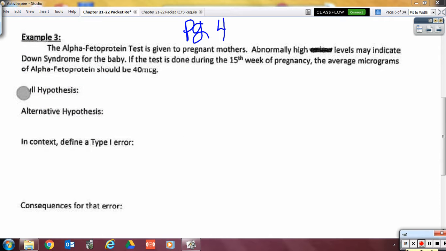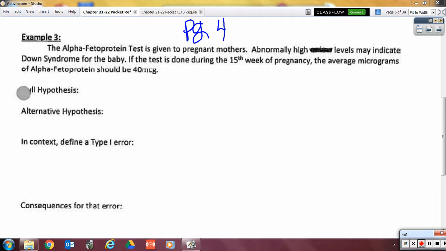So this is on page 4 in your packet, and what we're going to do is go over this last example, and then you will do pages 6 through 10 on your own. They're kind of going to allow you to do that. This is going to follow the problems that we had done when we played the game. So let's go ahead and do this together.